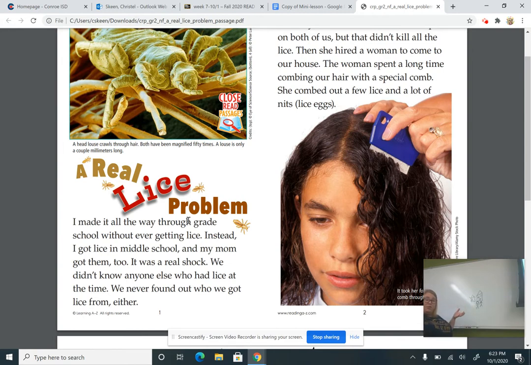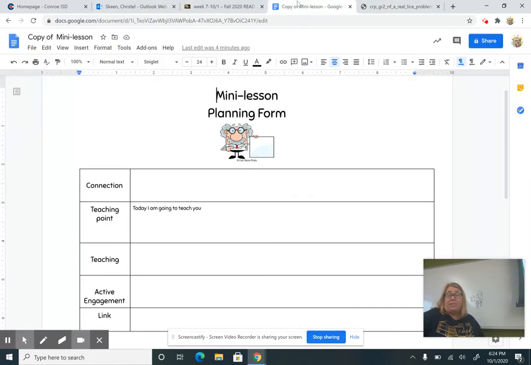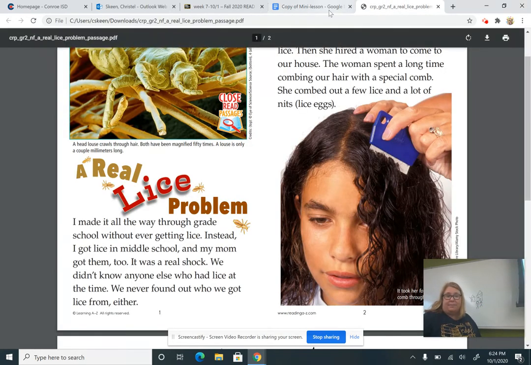So that's what you're doing: you're reading a section of the text, then you're deciding what's important, and then you're drawing a visual representation with it. So what I just did is I taught you the connection. I told you we were going to do a reading strategy. Today I'm going to teach you how to do a free-form map. And then I actually taught you how to do a free-form map with this text.